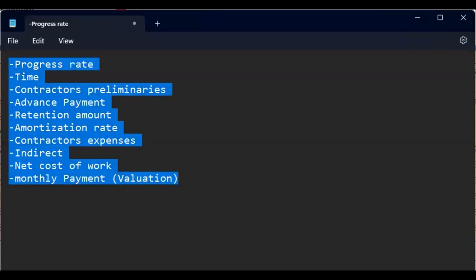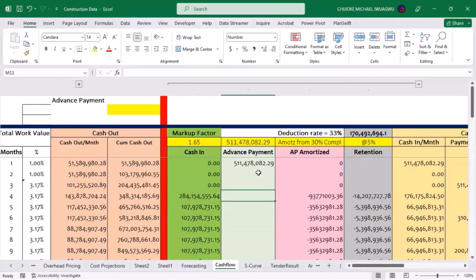So let's just continue from where we're now in our sheet that we have here now. The next thing we need to start talking about is the actual cash in, the money that will be coming in at every month. Remember, I told you that the first income that we had on our project is the advance payment.